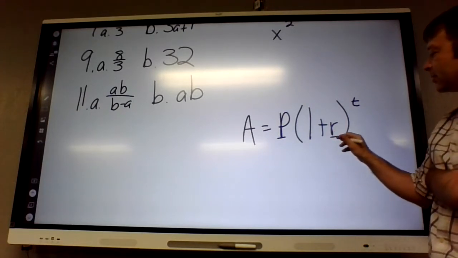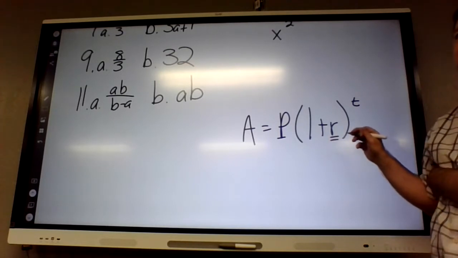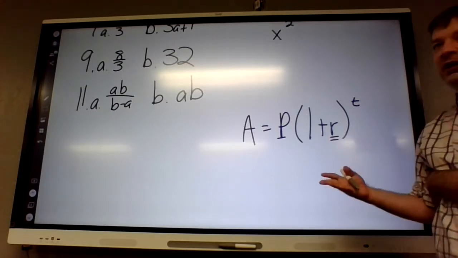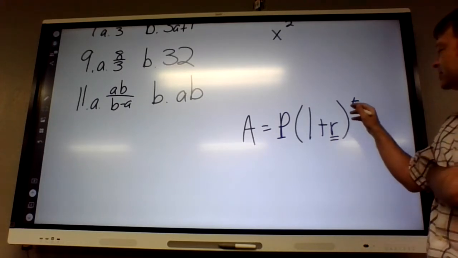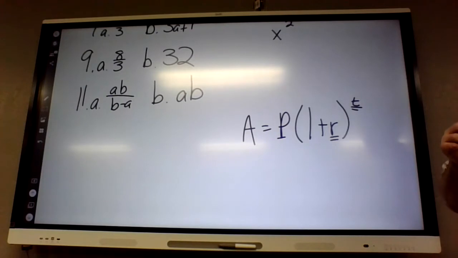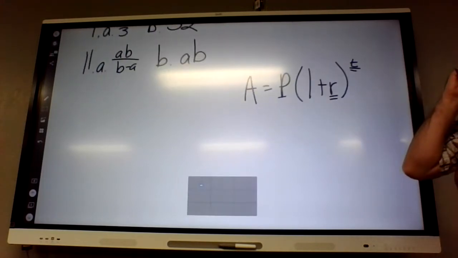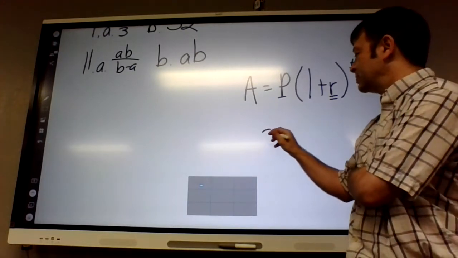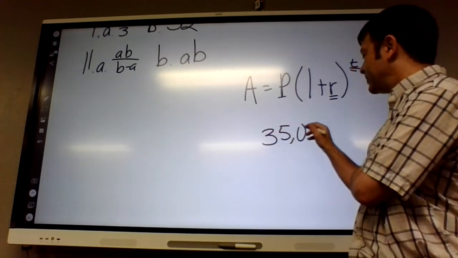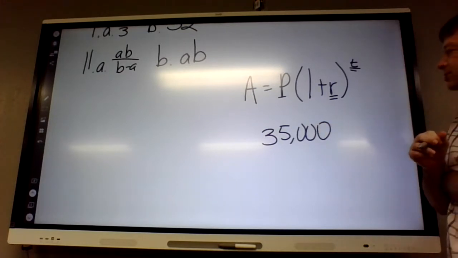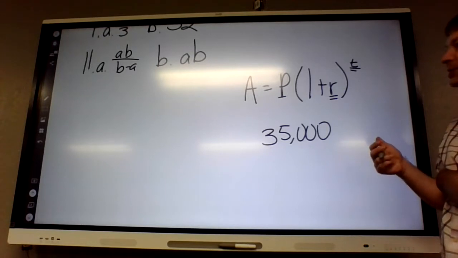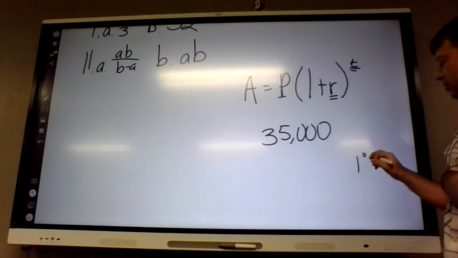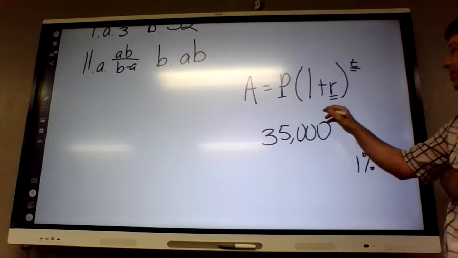What's R stand for? Rate. Like it could be interest rate if it was money, or it could be growth rate if it was population or something. What does T stand for? Time. Okay, so here's a really quick example. If the population of Bartlesville is 35,000 and it's growing at 1% a year. What's 1% as a decimal? Yeah, move the decimal twice, 0.01.